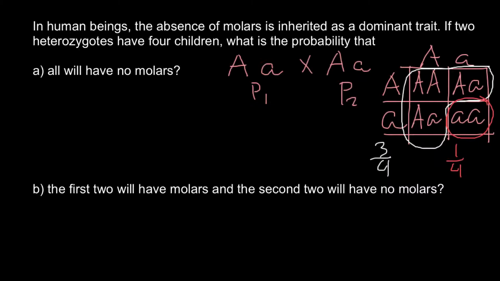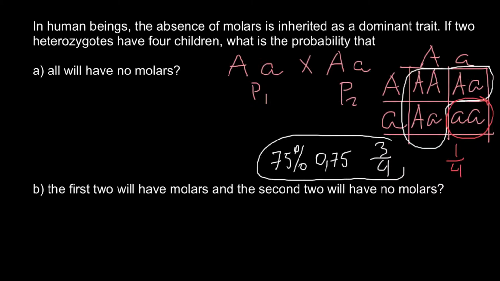And now we can solve this problem. Question A, all will have no morals. What is the probability that the first child would have no morals? As you see, according to this Punnett square, the probability would be 3/4, or we also can say that this can be 0.75, or this is the same as 75%. If you give any of these answers, this would be the right answer.